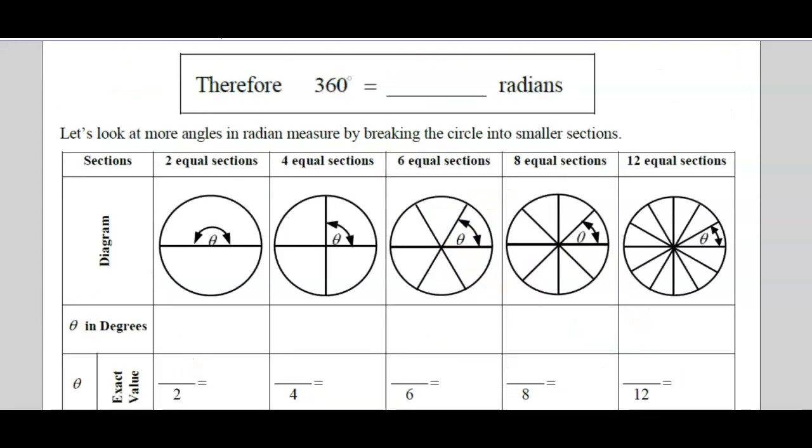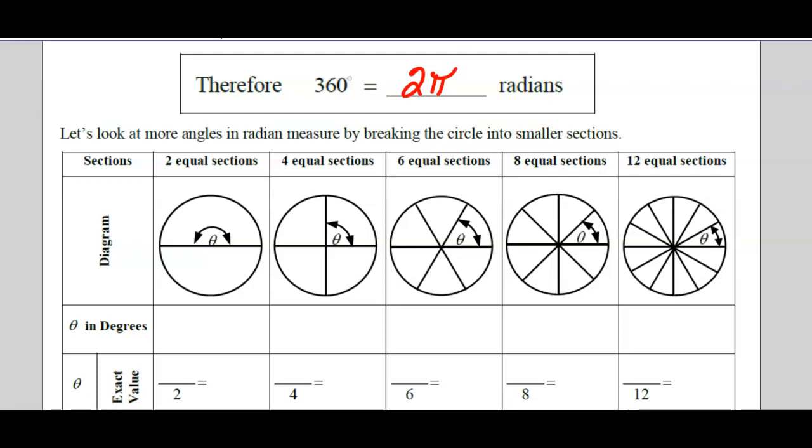So we already put that down there. 360 degrees is the same as 2 pi radians. And the thing with radians, we're going to be using a lot of the angles as exact values. So not decimal forms, not really using our calculator a whole lot, using our brain. So you have to be pretty good with fractions. Hopefully you are. Okay. Fractions really with denominators 2, 3, 4, and 6. Maybe 12 sometimes. Other than that, we're not getting into any other crazy denominators. So let's look at more angles in radian measure by breaking the circle into smaller sections.